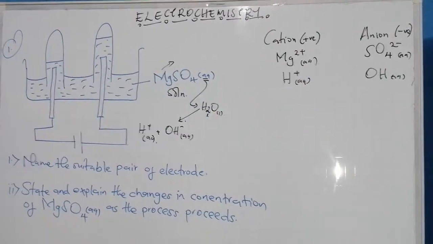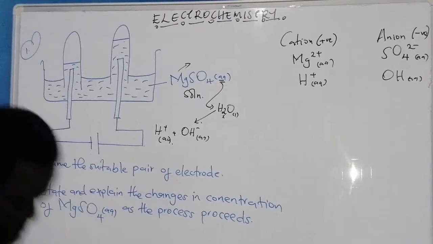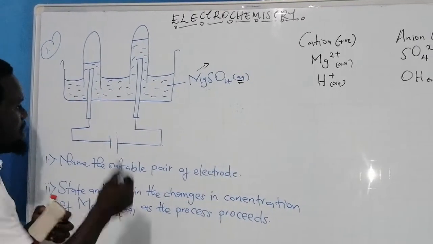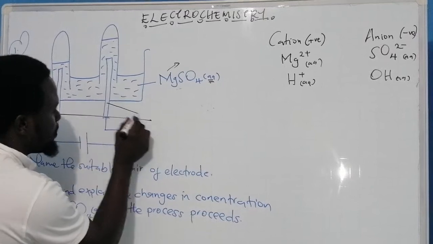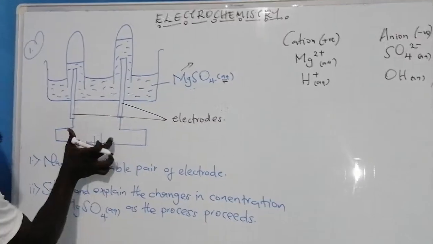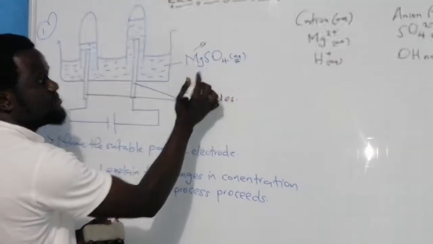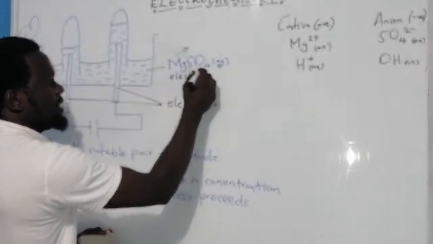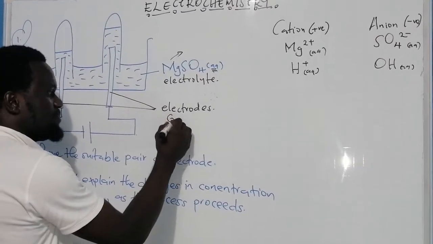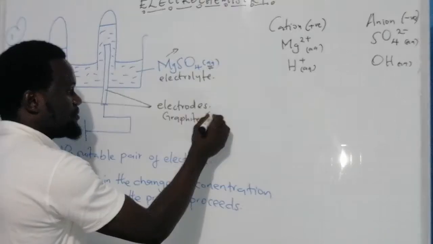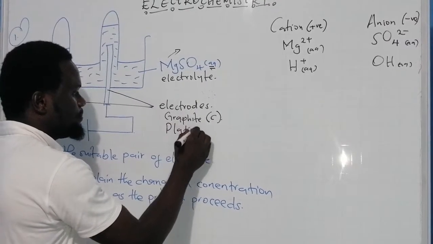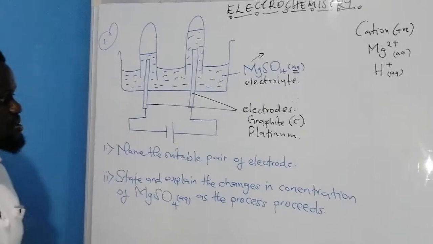So when we have those anions and cations, let's come back to this diagram. In this diagram, I have two things, this one and this one. They are normally called electrodes. These electrodes are just dipped into magnesium sulfate, and in this case, magnesium sulfate is called an electrolyte. These electrodes can be made of either graphite, and remember, graphite contains majorly the element carbon, or platinum.